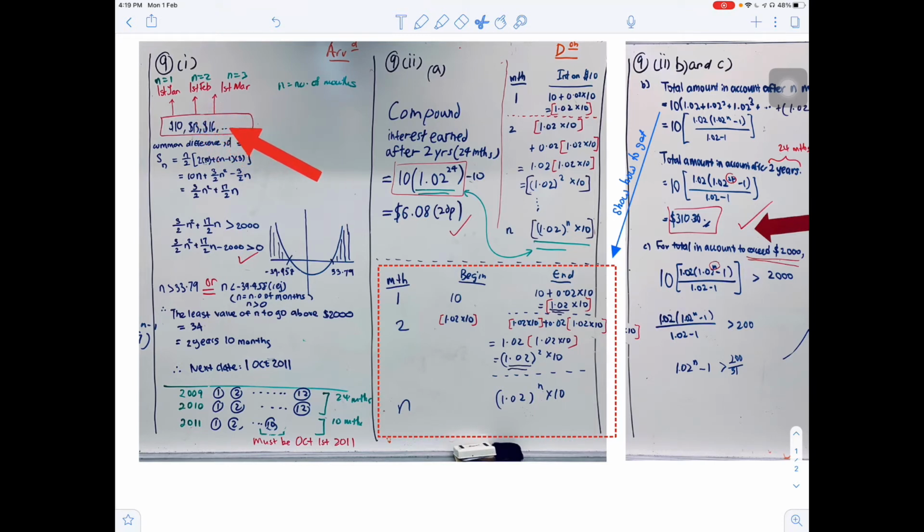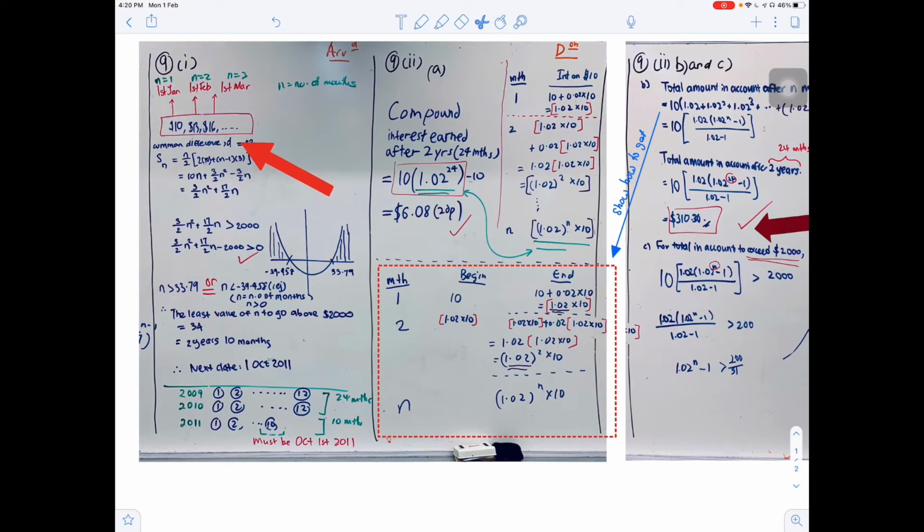Right? So n is the number of months counting from 1st January. The month of January is considered to be n equals 1, the month of February n equals 2, and so on and so forth. Starting from 2009, January, February, all the way until December. Based on what we have written here, it is obvious that this is an AP. So the common difference is 3.